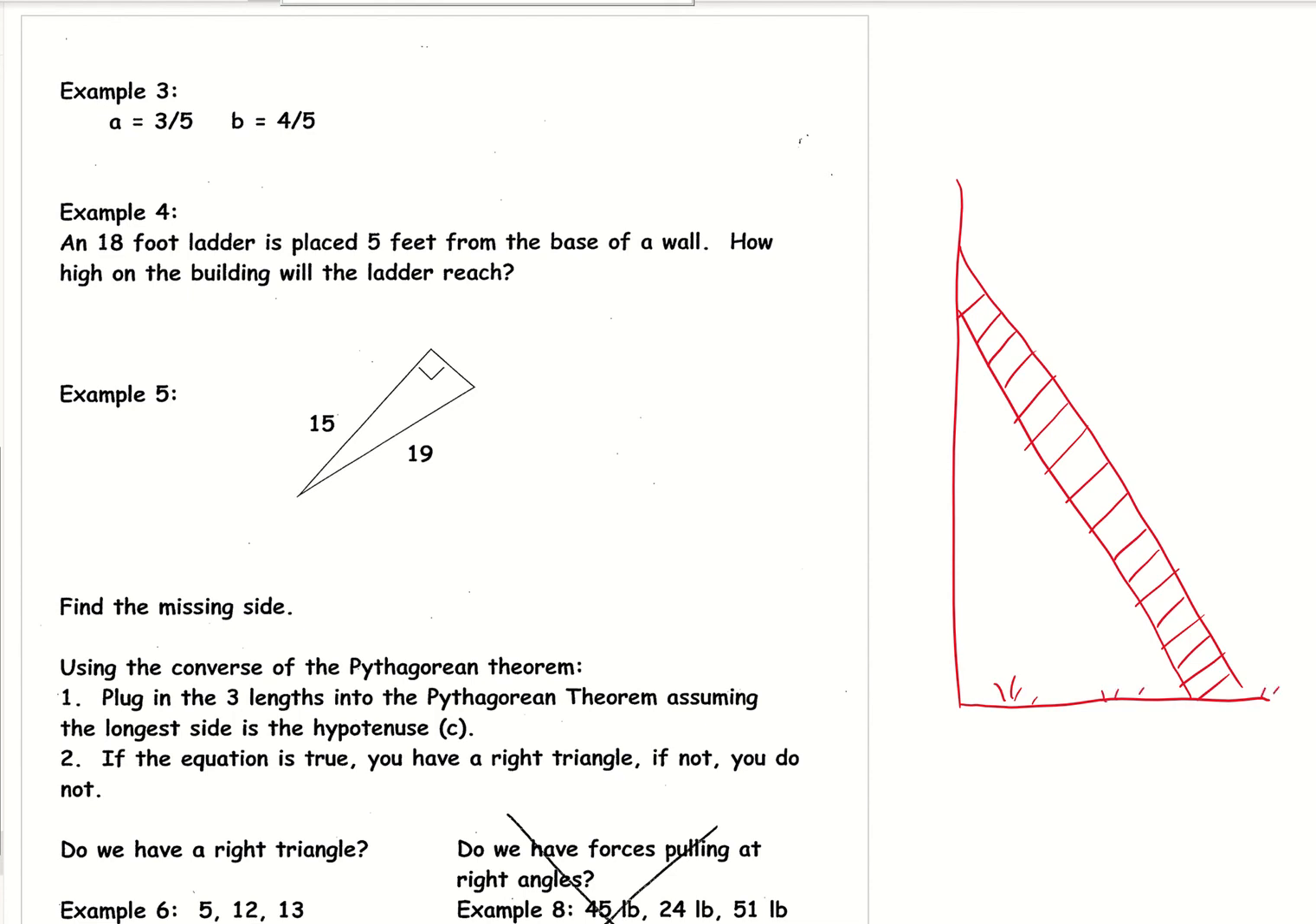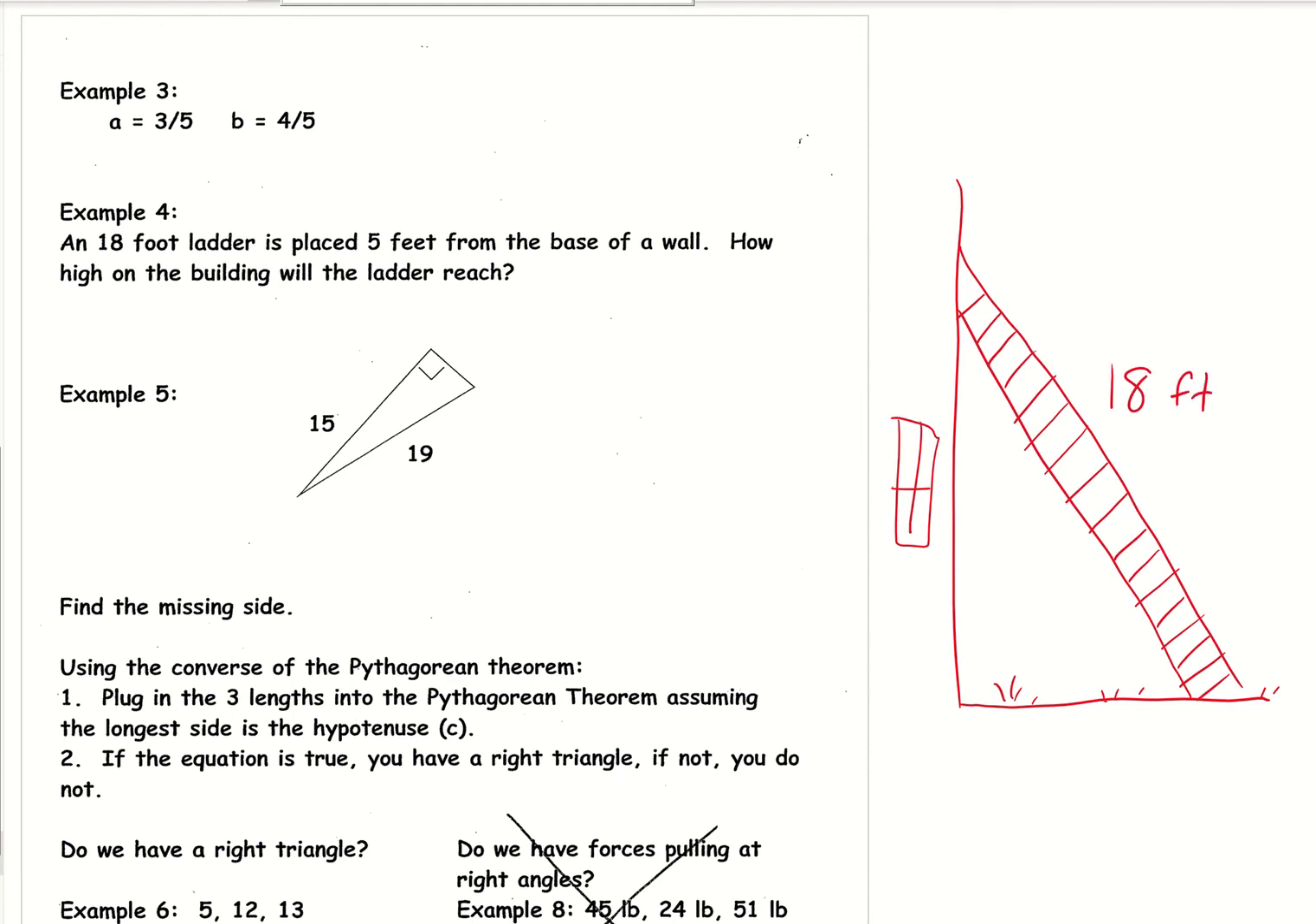So how far up the wall does it reach? That's what we're looking at for this one. We got a nice window there too now. It's completely fixed up. Anyway, the ladder is 18 feet.